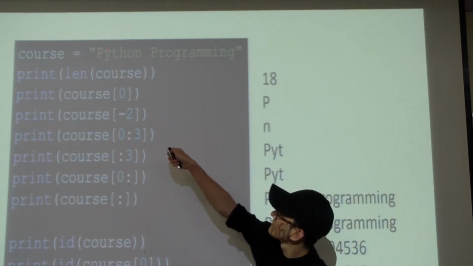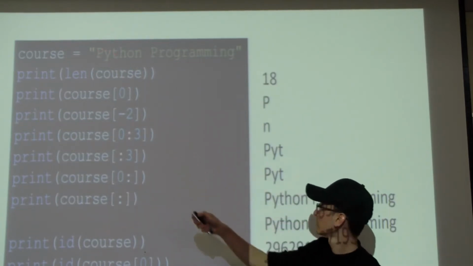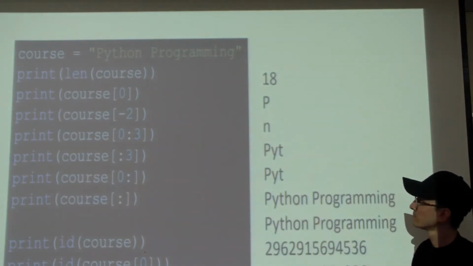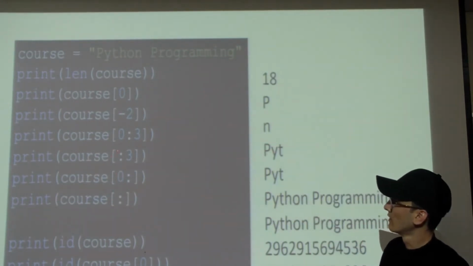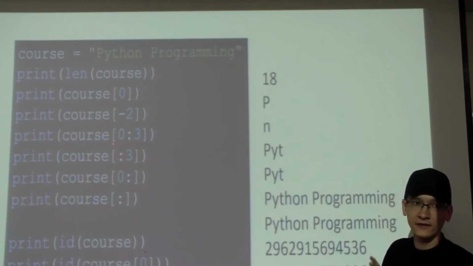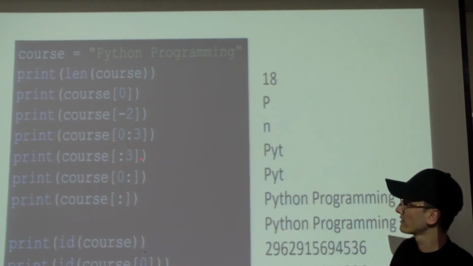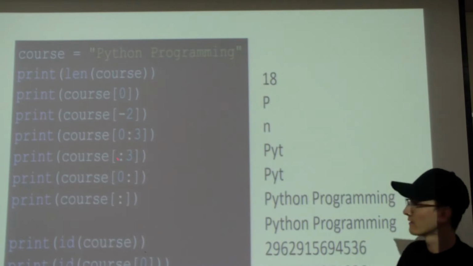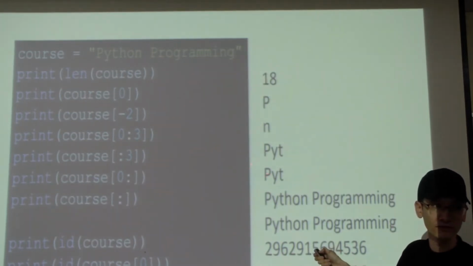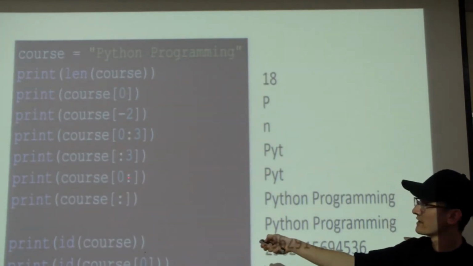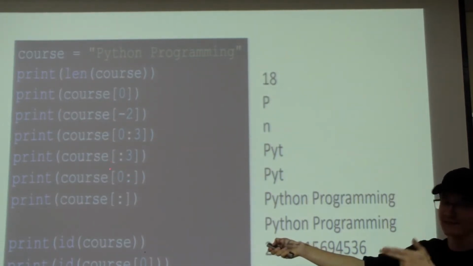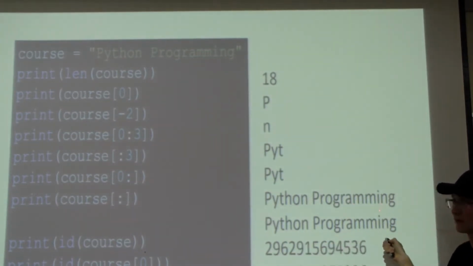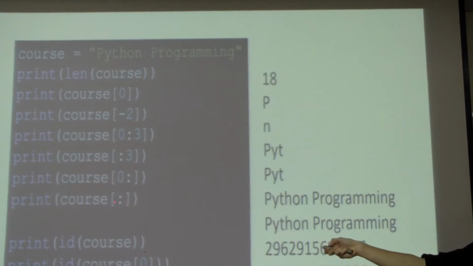Next, print course from 0 till 3. From 0 till 3, that is Pyt. Next, we don't have the beginning index, so we are printing only up till 3. It's also Pyt. Now from 0 till the end: Python programming. With course, we don't have any number here, so it will print the string itself.